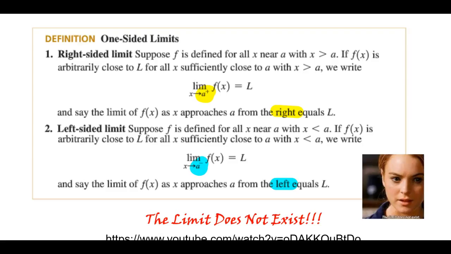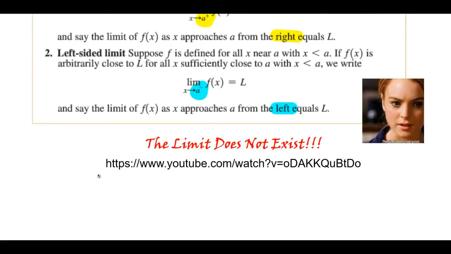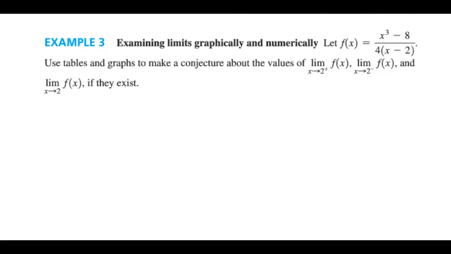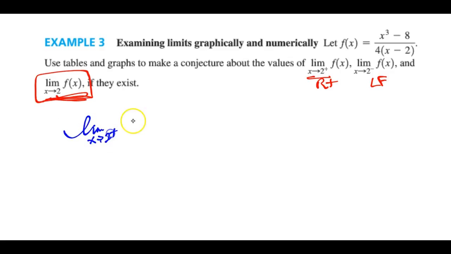So remember, limits are about the approach. It's not about the destination. So for example, number 3, I'm looking for the limit from the right, and then I'm going to look at the limit from the left, and then I'll look at the limit at 2. If the limit from the right is equal to the limit from the left, then the limit will exist. So we'll start with the right: the limit as x approaches 2 from the right.